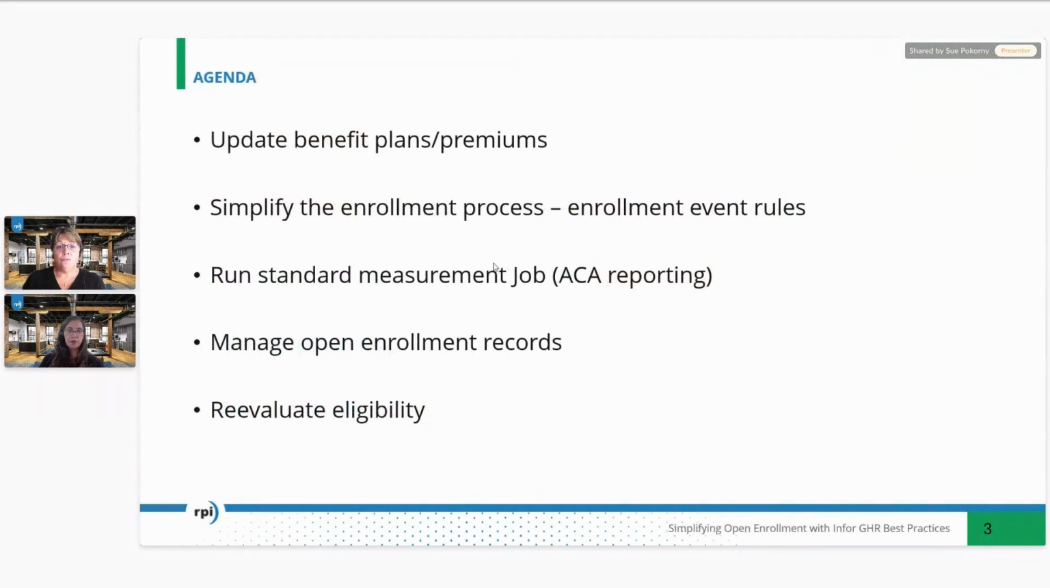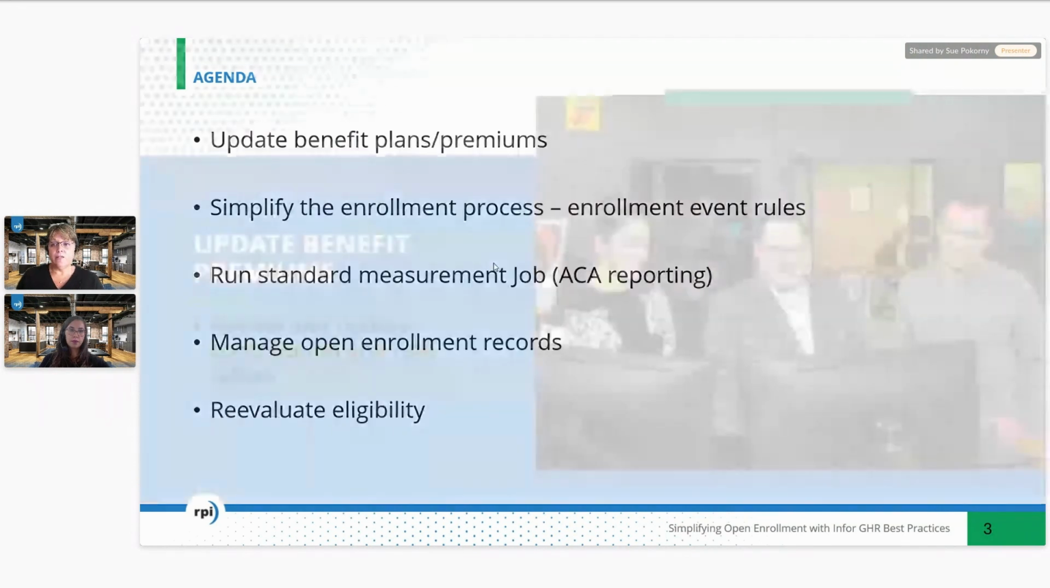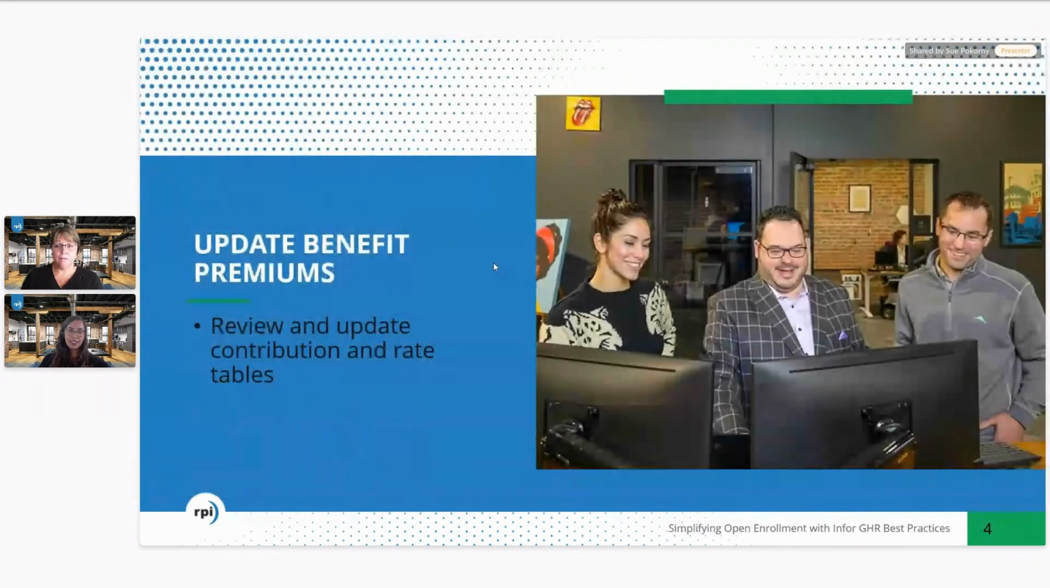Ariane and I have pulled together a few basic best practices that we believe you can use in preparing for your open enrollment in GHR. Today, we're going to cover how to update your benefit plans and premiums, how to simplify your enrollment process using enrollment event rules. We'll touch base on the standard measurement job for ACA. We'll show you how to manage your open enrollment records and run the reevaluate job. And then we'll also touch base really quickly on what you can expect the employee experience to be like in employee space. And then we'll close out with any questions and answers. Ariane, you want to kick us off with how to update your benefit plans and premiums?